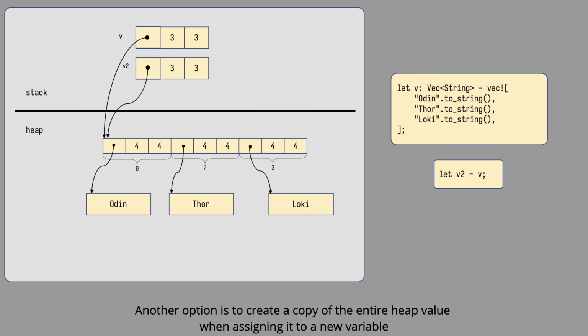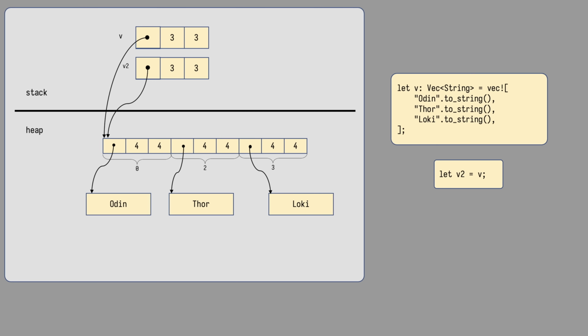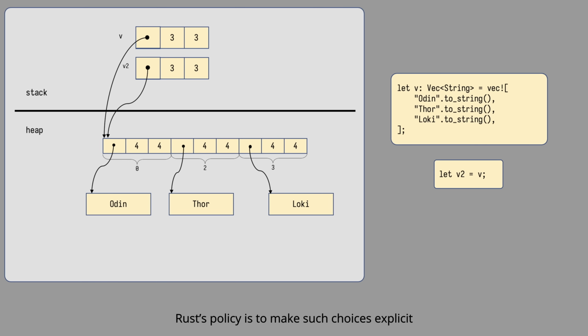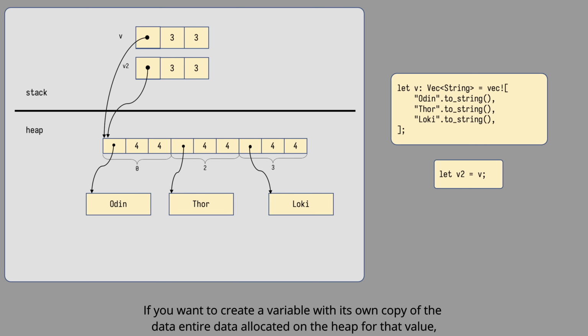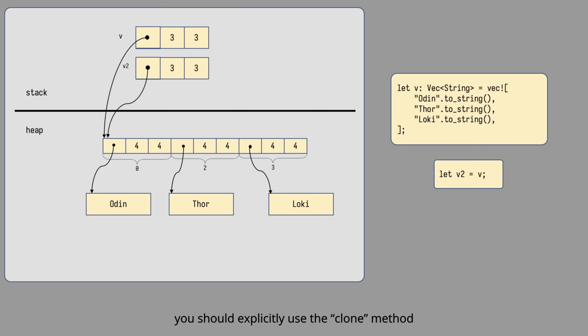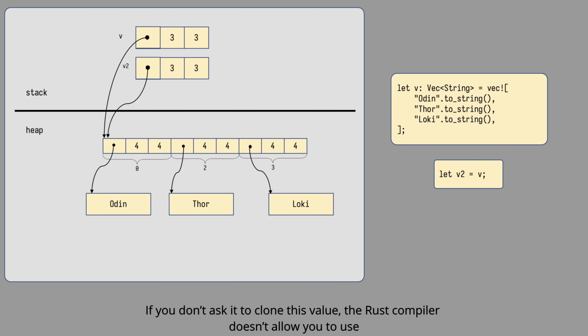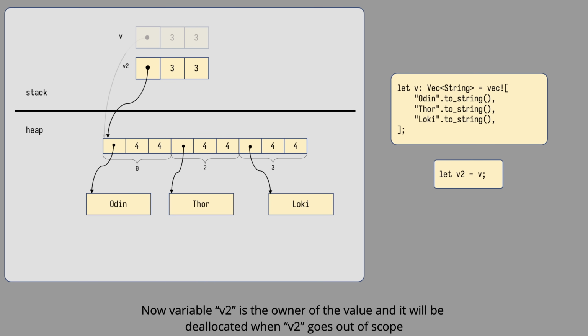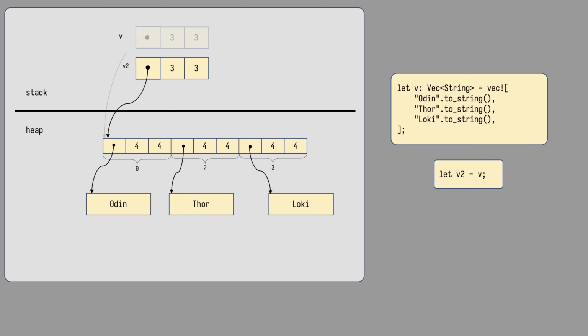Another option is to create a copy of the entire heap value when assigning it to a new variable. However, this can cause increased memory usage and lower performance due to all those copies. Rust's policy is to make such choices explicit. If you want to create a variable with its own copy of the entire data allocated on the heap for that value, you should explicitly use the clone method. If you don't ask it to clone this value, the Rust compiler doesn't allow you to use the variable v in the later part of your code. The value is said to be moved. Now variable v2 is the owner of the value, and it will be deallocated when v2 goes out of scope.